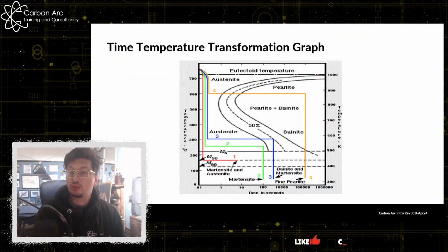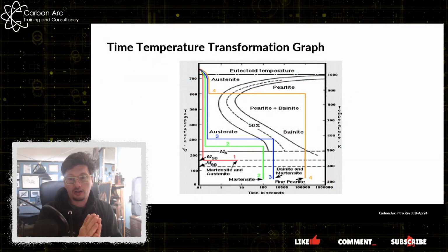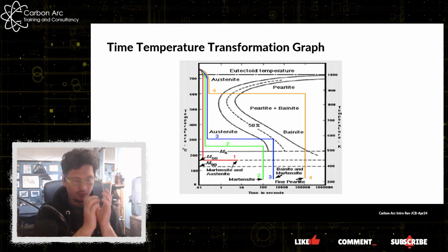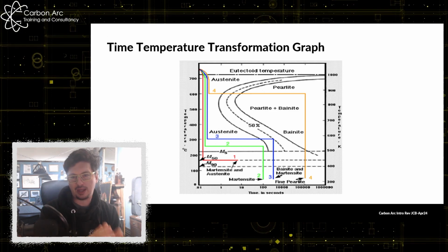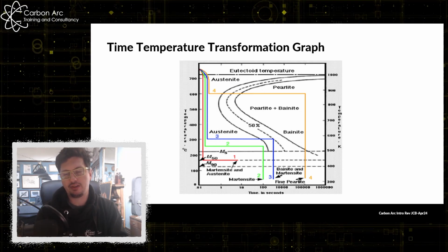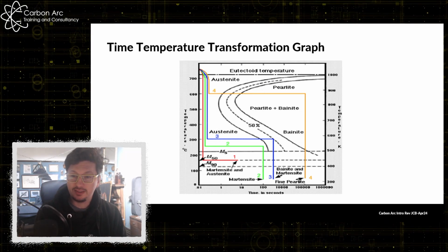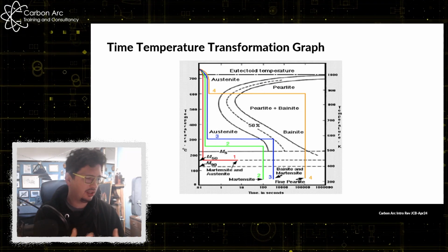So something that has a really good weldability generally has a graph that looks one way, and one that has a poorer weldability has a graph that looks another. And this is where we see what that looks like. So jumping straight into it, what we've got here is the by-the-book time temperature transformation graph. And you can see it's quite busy. There's a lot of things going on.